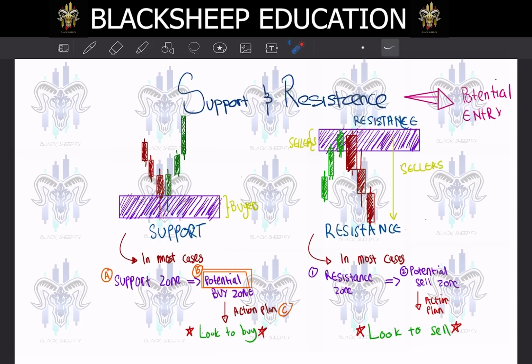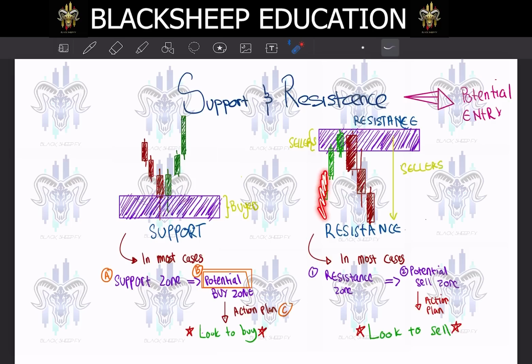Remember when I use the word potential? Because just because you manage to locate a support zone doesn't mean you can buy. But you have a zone to monitor. This is when we will in the future learn how do we find our technical setup that is confluent with the idea of buying. So same goes for a resistance zone.